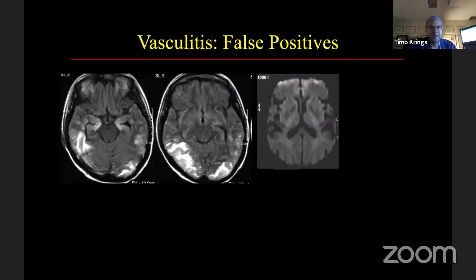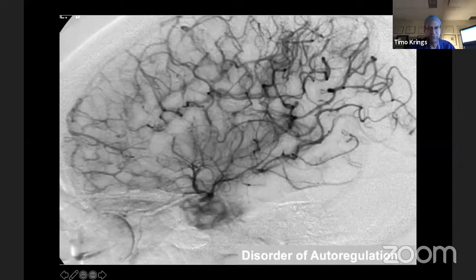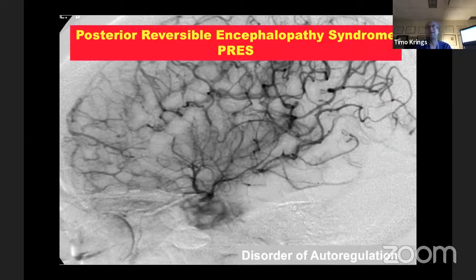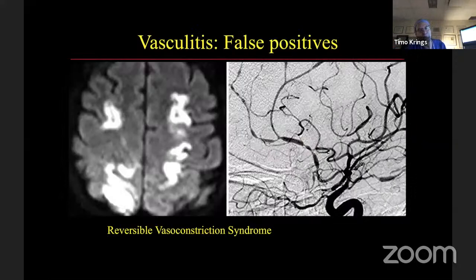Here we have a patient with what looks at first like ischemia, but we don't have any abnormality on the diffusion-weighted sequences. We do see some beading appearances, and this is a disorder of autoregulation or posterior reversible encephalopathy syndrome, or PRES, that we will discuss later too.